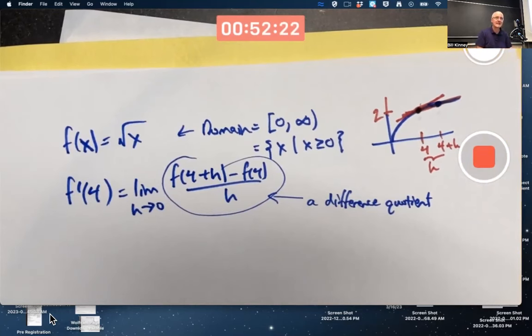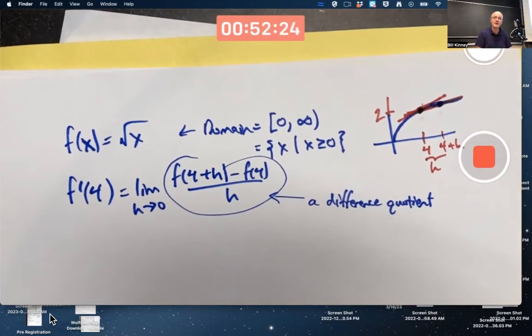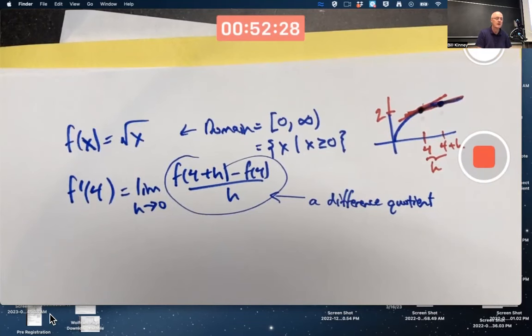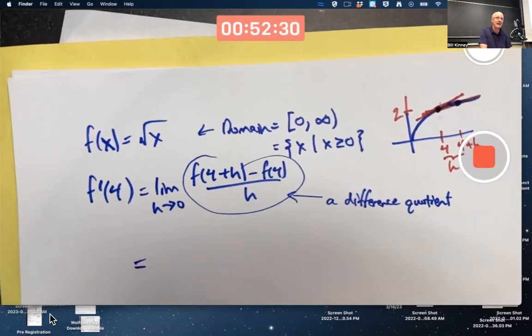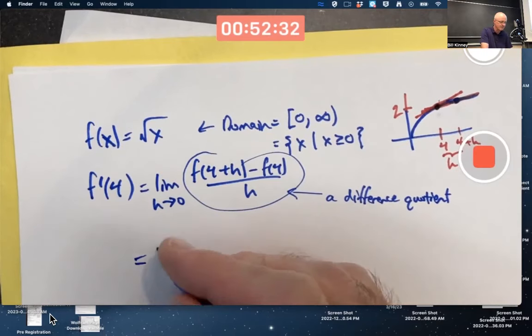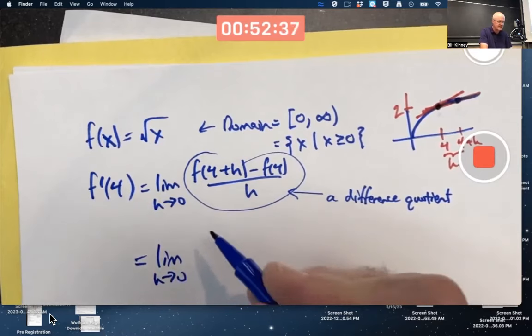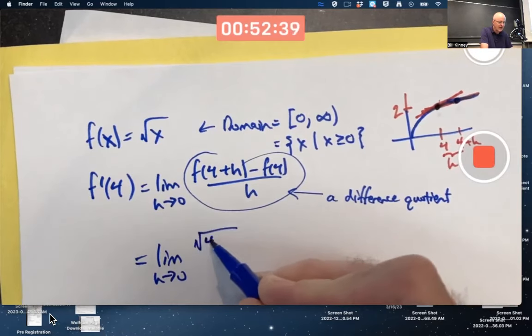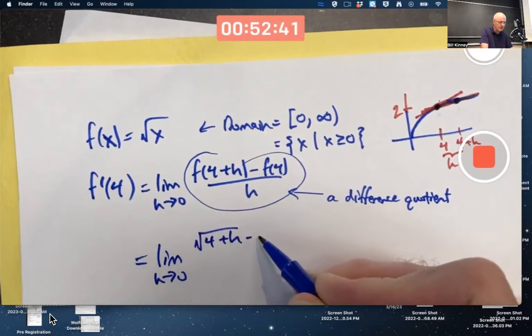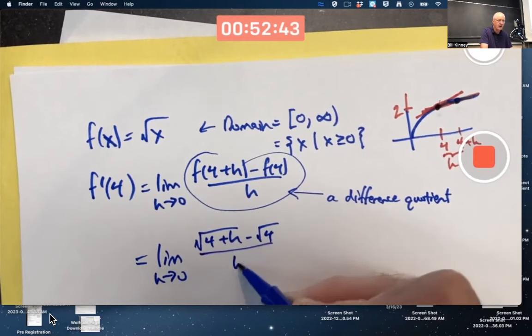This limit, if it exists, is the definition of the slope of the tangent line. By definition, nothing to prove. But you do have to prove the limit exists by, in this case, calculating it. What's the function? It's the square root function. I have to use that function. Oh, and lo and behold, I've got a square root problem with square roots in the numerator. How about that?